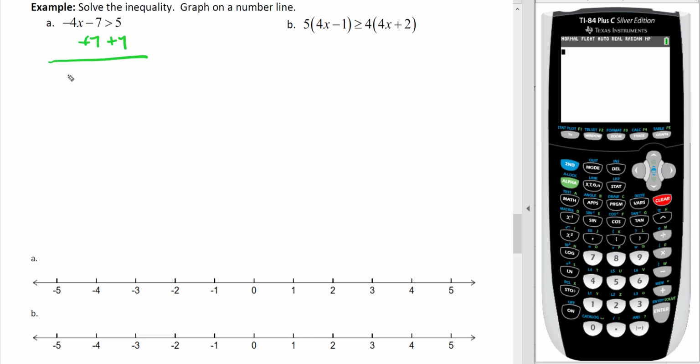So on the left-hand side, we're going to get negative 4x is greater than 5 plus 7, which is 12. Next, negative 4x is greater than 12. To isolate the x, we're going to have to undo multiplying by negative 4 by dividing by negative 4 on both sides of the inequality.